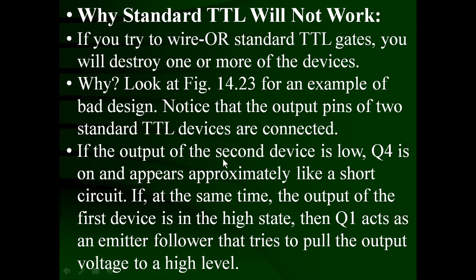If the output of the second device is low, Q4 is on and appears approximately like a short circuit. If at the same time the output of the first device is in the high state, then Q1 acts as an emitter follower that tries to pull the output voltage to the high level.